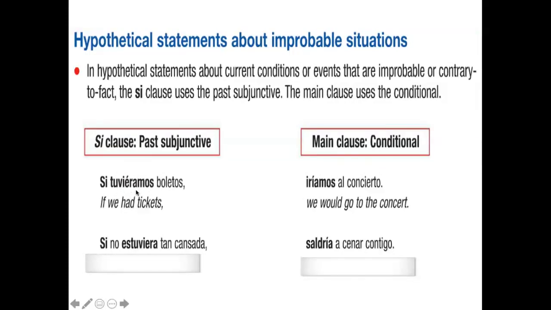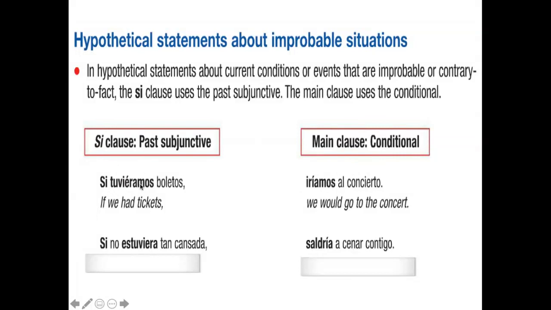Tuviéramos. Okay? Estudiáramos, compráramos, escribiéramos, miráramos, bebiéramos, ¿no? So I want you to review this past subjunctive and conditional. Okay? So the if clause is going to be past subjunctive, and the main clause conditional. Otra vez.